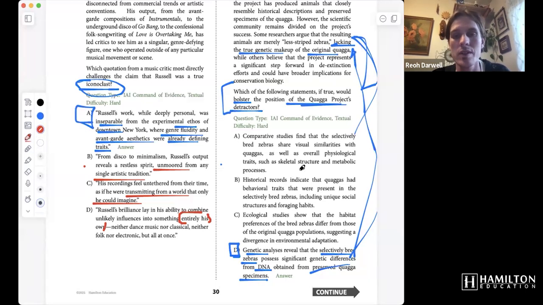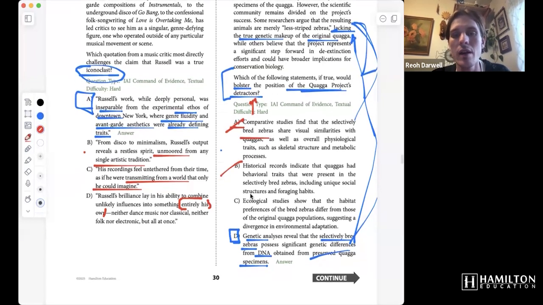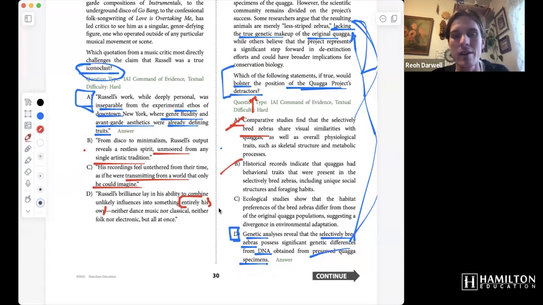What's wrong with some of these other ones, right? So A bolsters the position of the Quagga project, but we're trying to bolster the detractors, right? So this is an opposite distractor. This says, look, the new zebras and the Quaggas are the same. B, same thing as A, same issue as A.